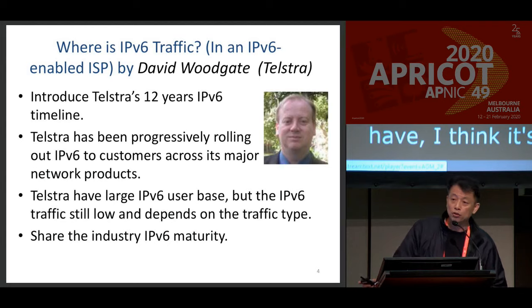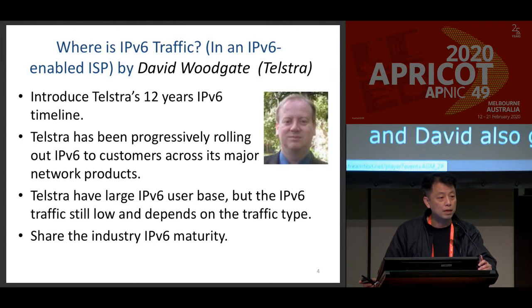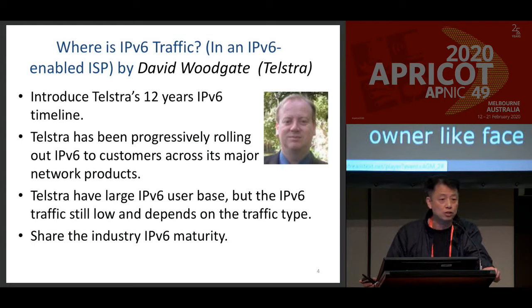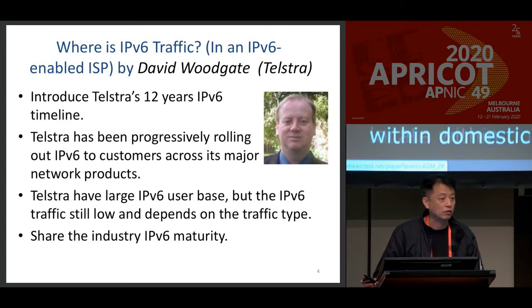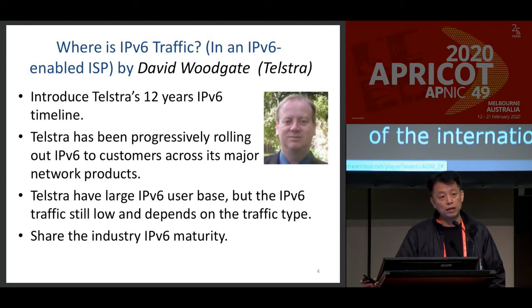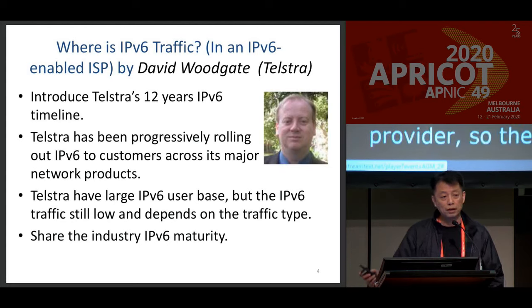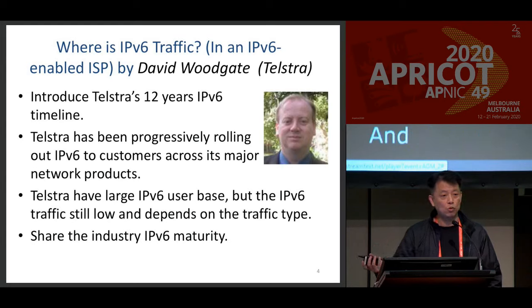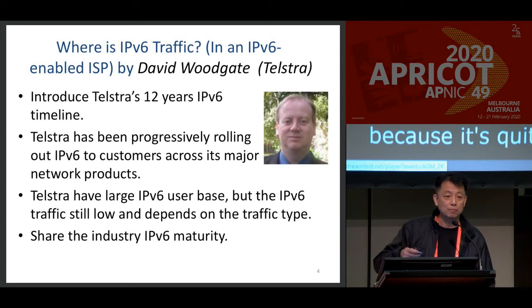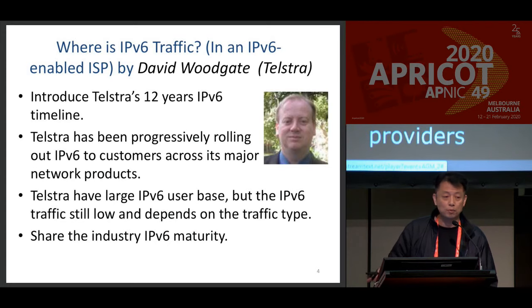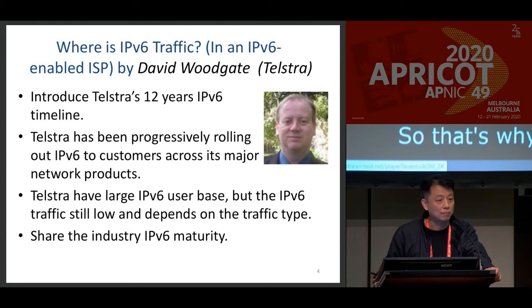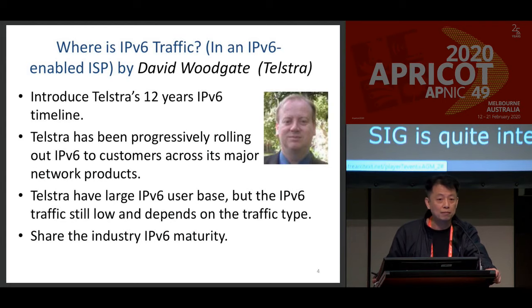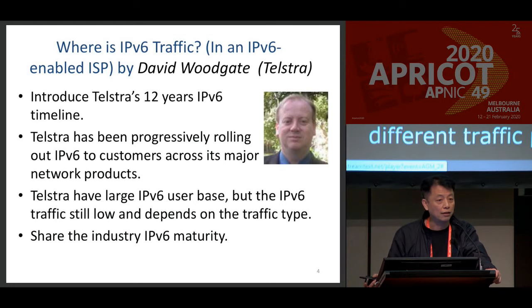David also explained why it's so low: major content owners like Facebook and Google have massive caches located within the domestic network. That means, by the long tail theory, most of the international traffic goes to small providers, who can only provide IPv4. That pattern is quite interesting, because it's totally opposite to some other providers. That's why this deployment workshop is quite interesting: we see different traffic patterns in different economies and regions, and they all have different configurations and different problems to solve.